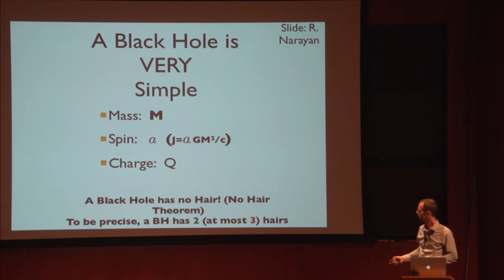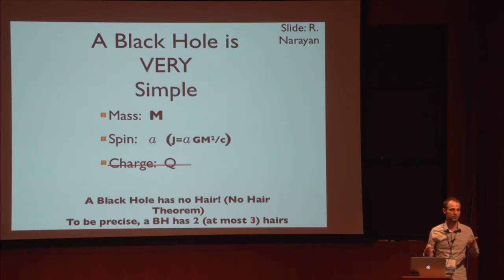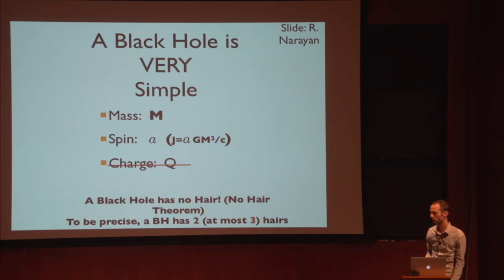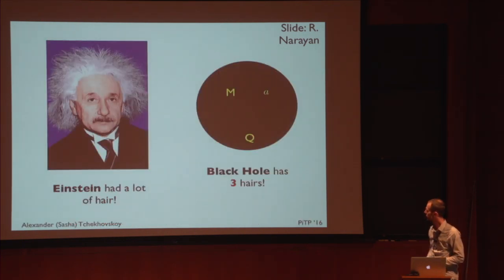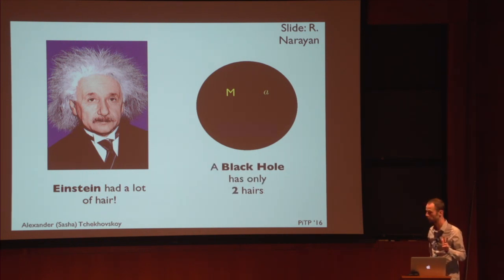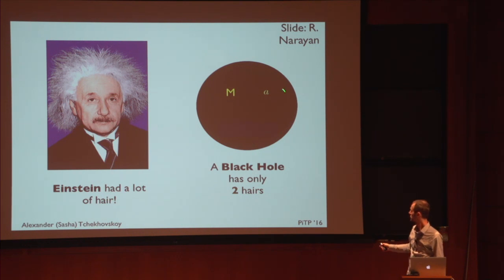In reality, astrophysical black holes, we think, have a charge that is essentially zero, because if they were positively charged, they would attract negative charge from the surrounding medium. And so in reality, we just have two hairs in the black hole. And I cannot resist but to use this slide by Ramesh Narayan, which makes the point really clear how simple black holes are. Einstein had a lot of hair. A black hole has only three hairs, more likely actually two. So only two hairs, mass and spin.